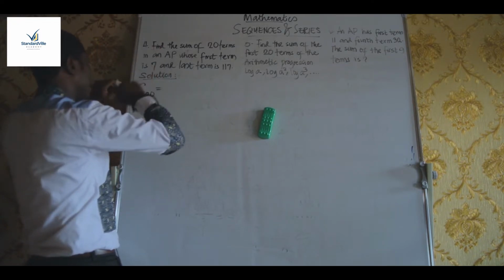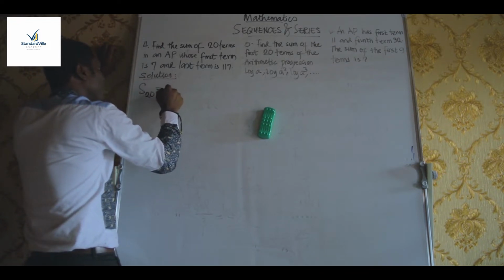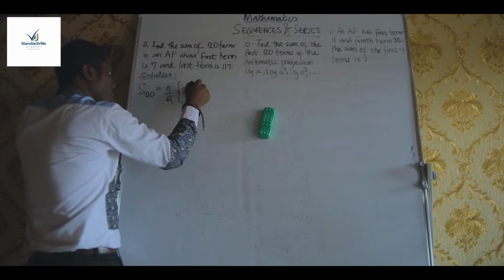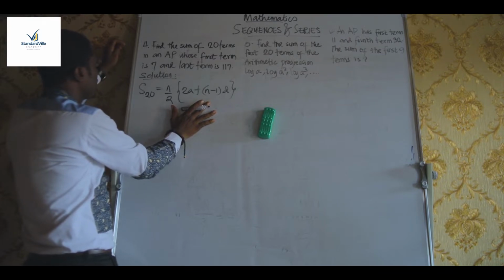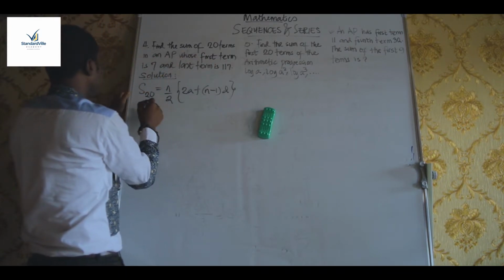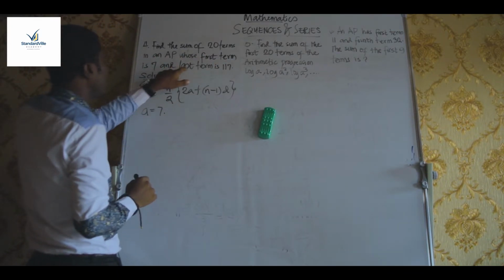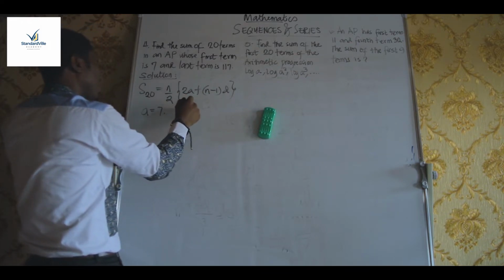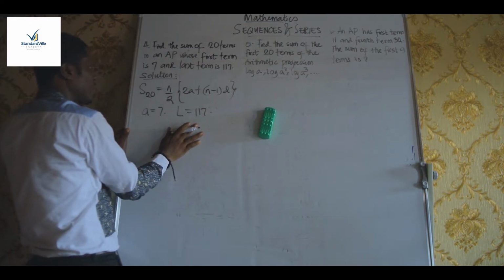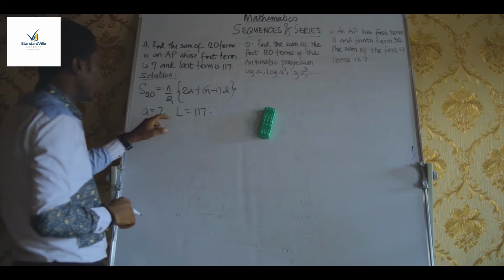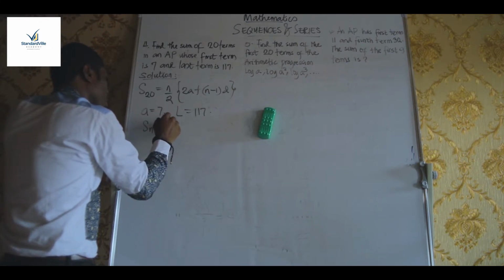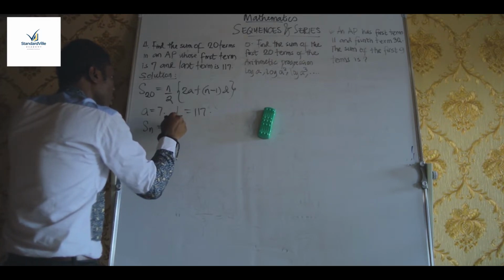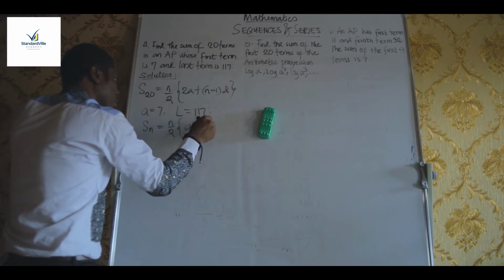Remember what the formula I gave you looked like. N over 2 into 2A plus N minus 1 multiplied by D. This is what I gave to you. So first term is 7. A is equal to 7. Last term is 117. Wow. Last term is 117. I did not give you anything that involved L. And that reminds me, there is a formula called Sn is equal to N over 2 into A plus L.